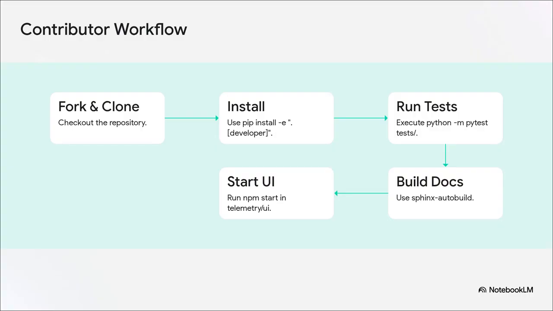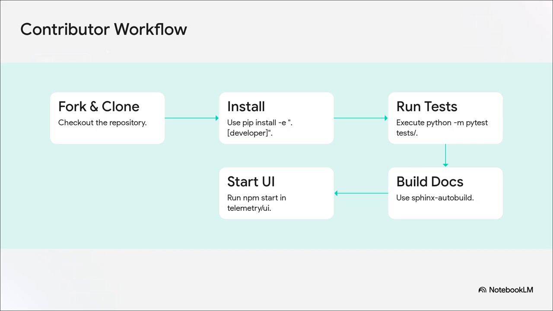So what if you don't just want to use Burr, but you actually want to get under the hood and contribute back? For the contributor path, you'll first want to fork or clone the repository straight from Apache Gitbox or GitHub. Next up, do an editable install using the developer extra. This pulls in all your testing and build tools. From there, you can run the Python tests using PyTest and build the documentation with Sphinx Autobuild.